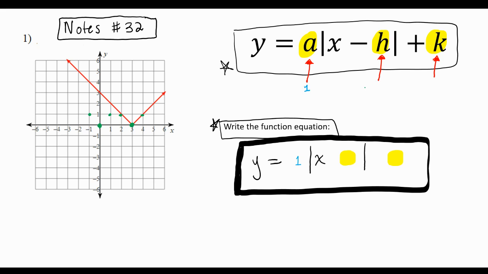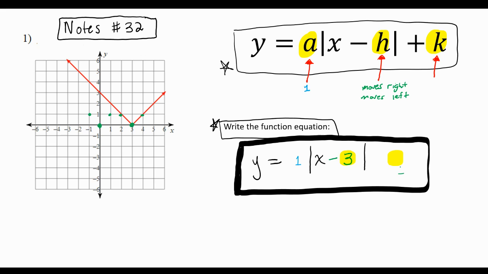Well, this moves it right or left. So which one is it? Which one did it move? If it went to the right 3, what kind of 3 do we need? If you look at your notes, we've talked about this being counterintuitive. It's a negative 3. So if we were to read this, negative 3 means take the opposite, which would be positive 3, and we move the graph to the right 3. So this one has to go in as negative 3, opposite of what you think.